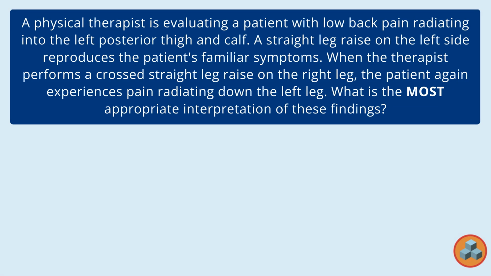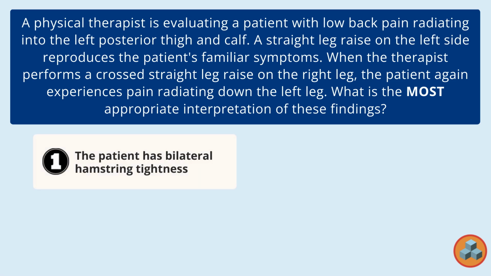A physical therapist is evaluating a patient with low back pain radiating into the left posterior thigh and calf. A straight leg raise on the left side reproduces the patient's familiar symptoms. When the therapist performs a cross straight leg raise on the right leg, the patient again experiences pain radiating down the left leg. What is the most appropriate interpretation of these findings?